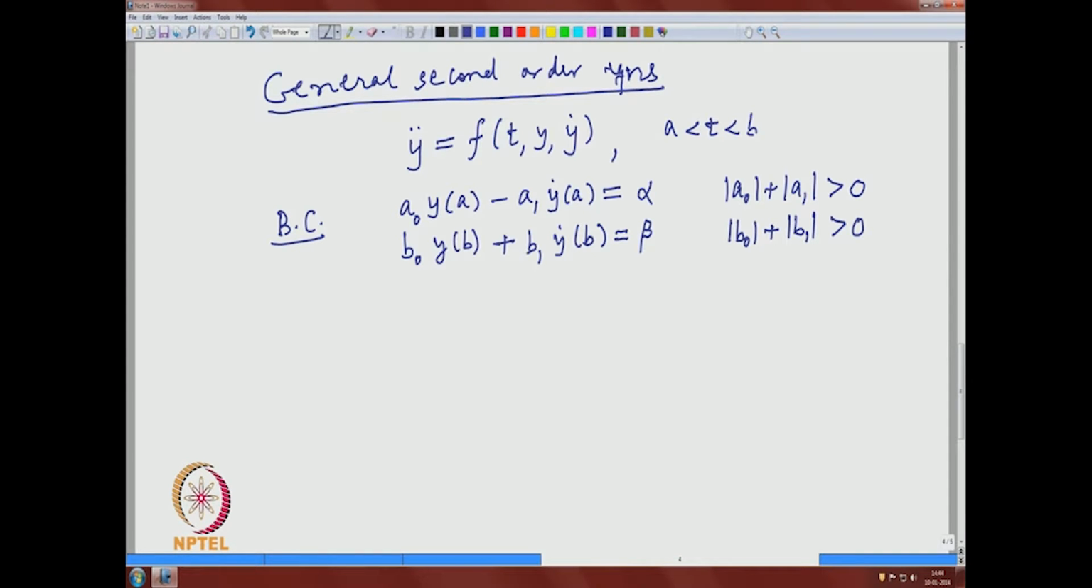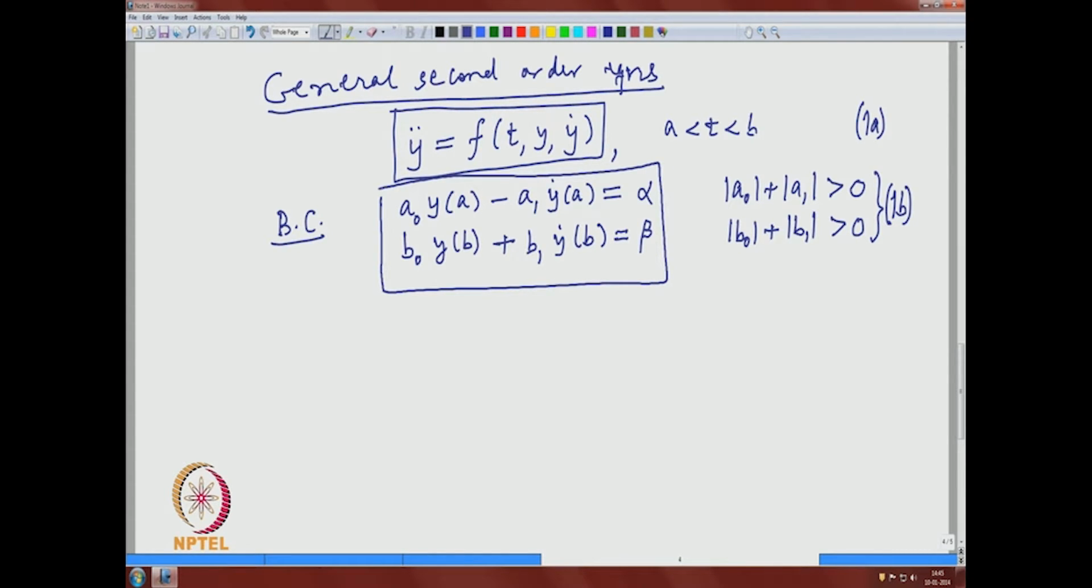So, now we will discuss this. Let me again put some numbers here: this is 1A and the boundary conditions 1B, and the whole thing together is called problem 1. I would like to discuss the existence of a solution to this problem 1. That means, we want a function y to be determined which is 2 times continuously differentiable and satisfies this given differential equation and these boundary conditions at the end points a and b.